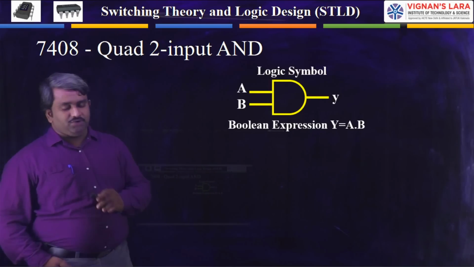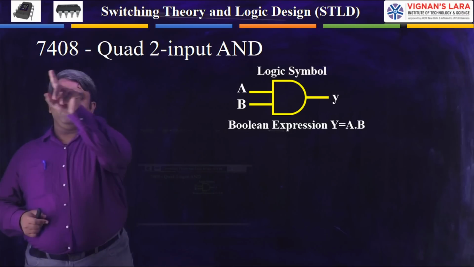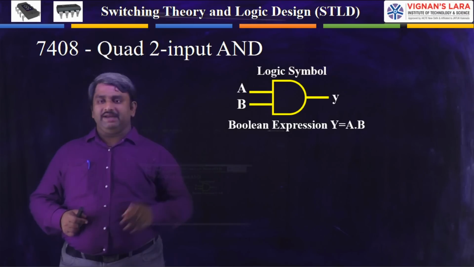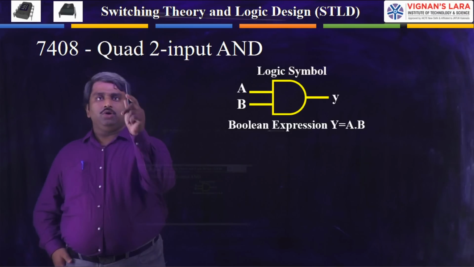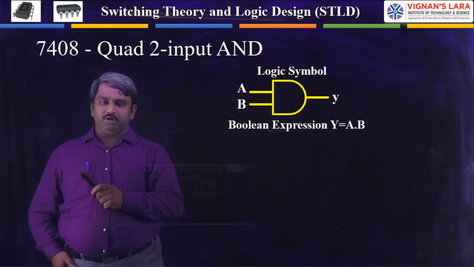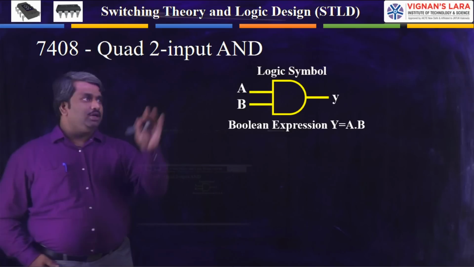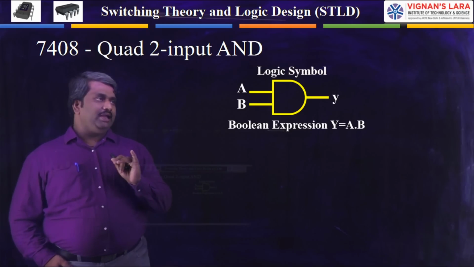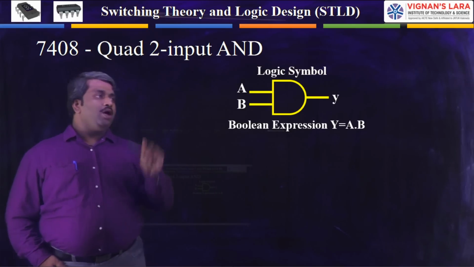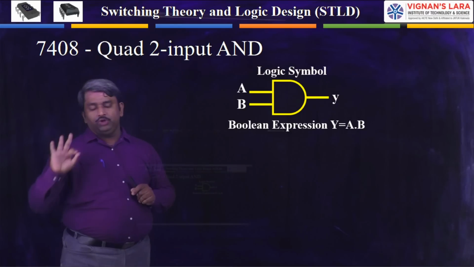In this IC7408, quad 2 input AND gates are available. Quad means 4, and each gate has 2 inputs. If you have 4 gates, see here, this is a generalized symbol representation for the gate. Here we have 2 inputs, 1 output. For each gate, we require a minimum of 3 pins, 2 inputs and 1 output.